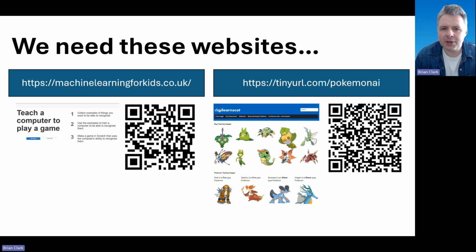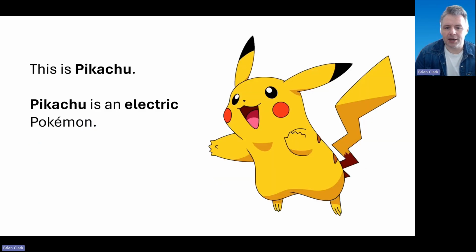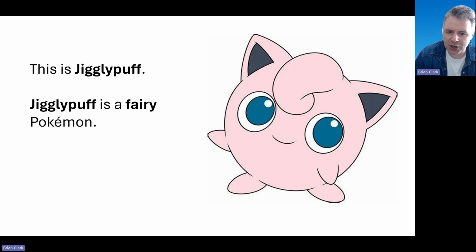So the purpose of the code along today is to try and train an AI system to recognize the type of Pokemon that a certain character might be. So I'm sure we all know this guy. This is Pikachu. But what I didn't realize is that Pikachu is an electric Pokemon. And all Pokemon do have their own types. So for example, Pikachu is electric, and this one is called Jigglypuff, and Jigglypuff is a fairy.